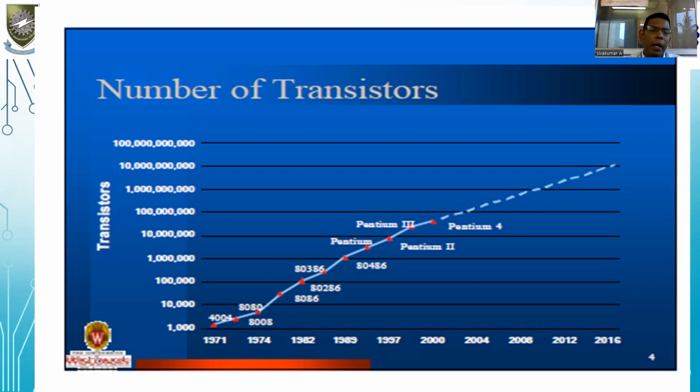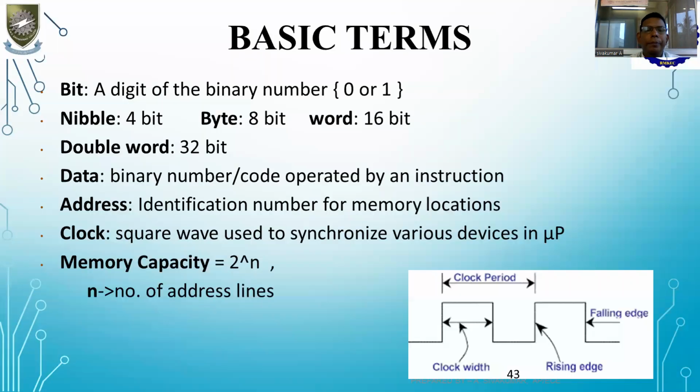In 1971-72, the 4004 initially contained fewer than 10,000 transistors. Nowadays, growth has reached more than a million transistors in a single chip. Before starting the subject, the basic terms: a digit is a binary number, 0 or 1.